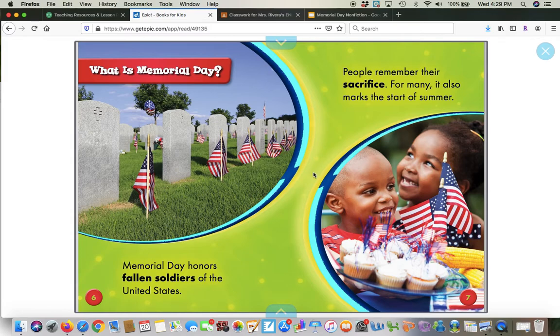And we also know that Memorial Day starts our summer. A lot of people open their pool for Memorial Day, or they have Memorial Day parties. See how they have cupcakes and barbecues. And a lot of people like to have big barbecues and celebrate for Memorial Day because it also shows that it's the beginning of summer.